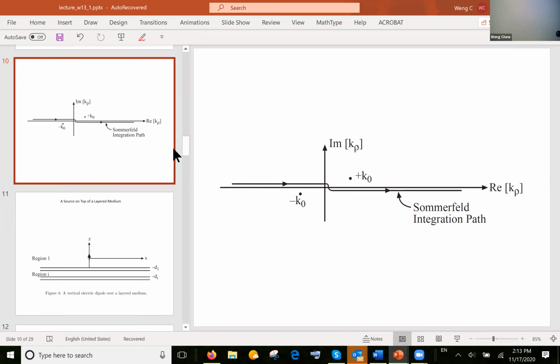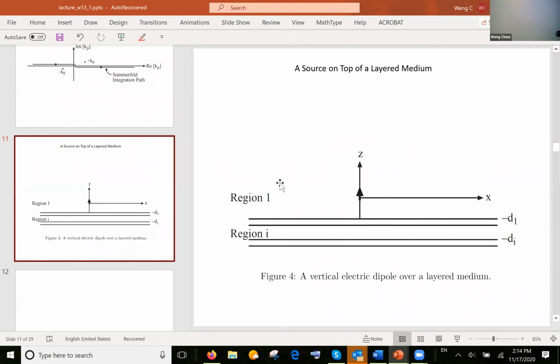Okay, that's a good question, and I will not belabor this point because the more interesting thing is to solve the radial problem. The radial problem is to put a source on top of a layered medium. In Sommerfeld's time, he was just putting it on top of a half space.